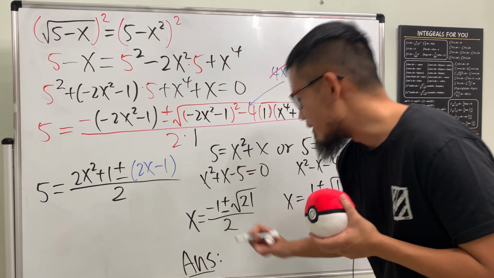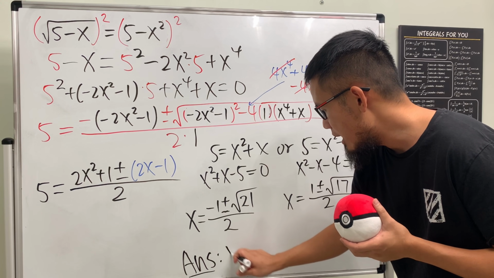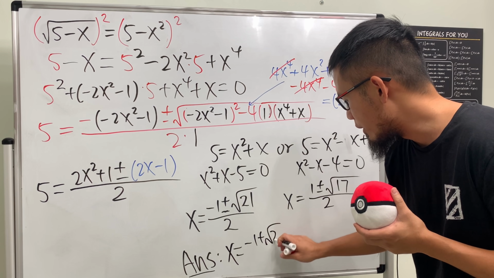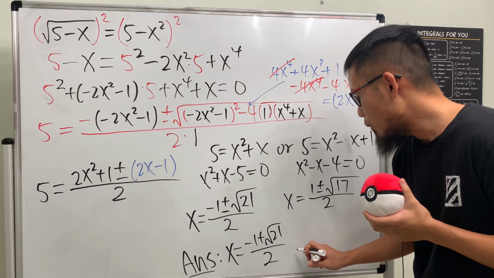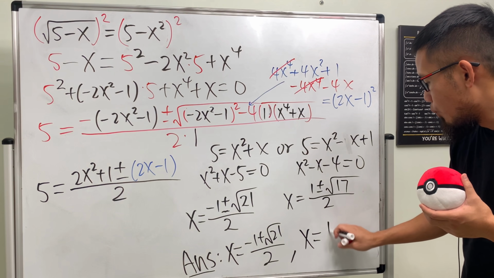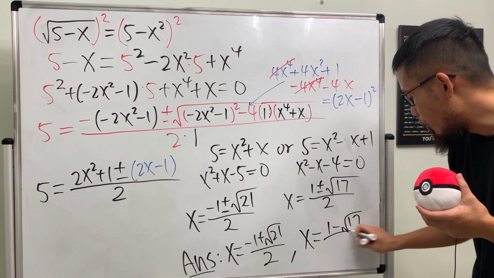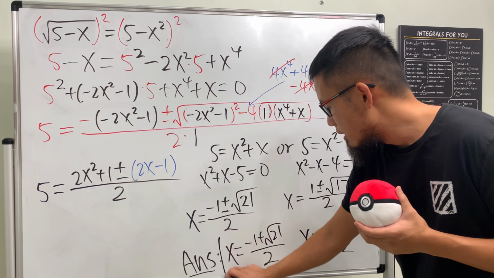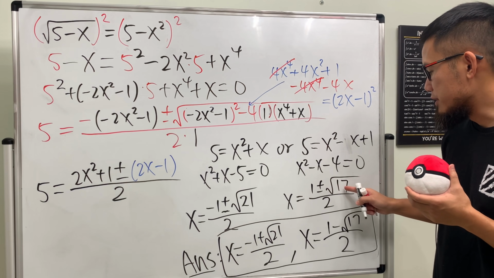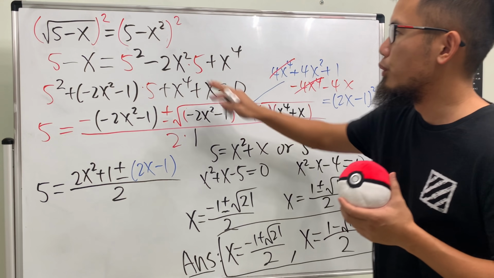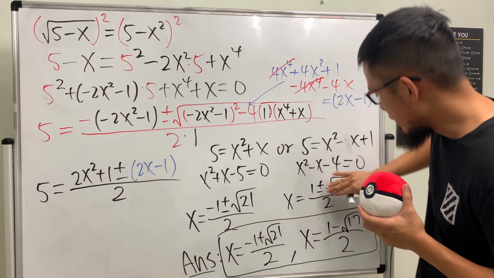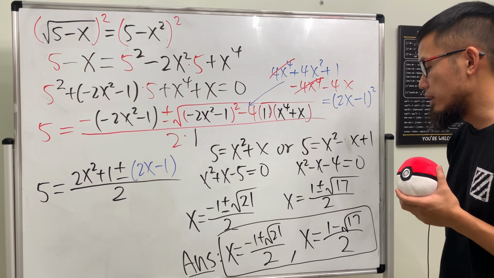Here are the answers. The first one is, from here, you get x is equal to negative 1 plus square root of 21 over 2. And the other one is, x is equal to, here you actually have the negative 1 minus square root of 17 over 2. Again, you can try, or just use a calculator. Like if you do 1 plus square root of 17 over 2, that value, if you put it here into this x, 5 minus that, you end up with a negative value. So you get rid of the positive version in that situation, right?